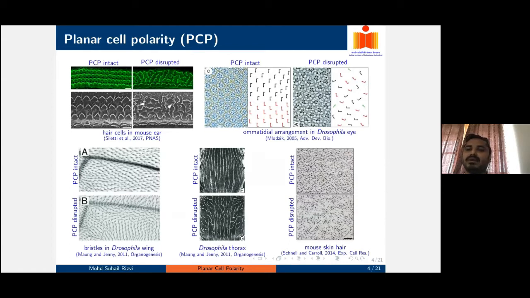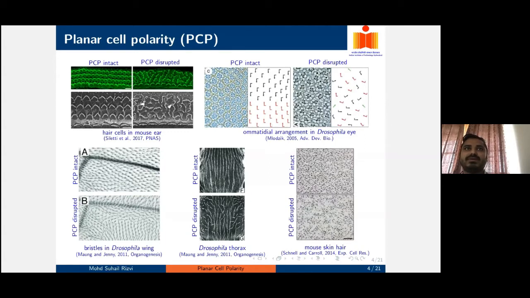In our case also, the hairs on our skin are not oriented randomly. They have some order in them. You can see that the hair on our body is also aligned, oriented in a defined direction. The hair orientation in our skin is a little more complicated than in these model organisms, for example Drosophila or mouse hairs, which you can see in the bottom three panels.